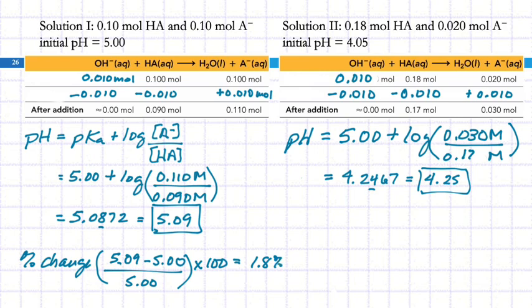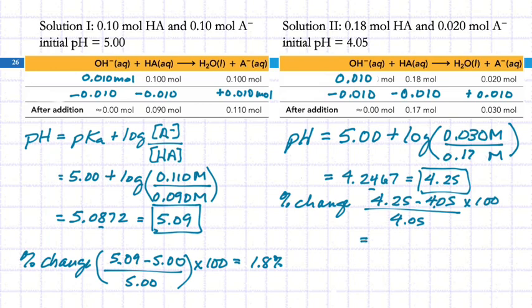And this one, the percent change, will be 4.25 minus 4.05 divided by 4.05 times 100. That percent change is 4.9%.